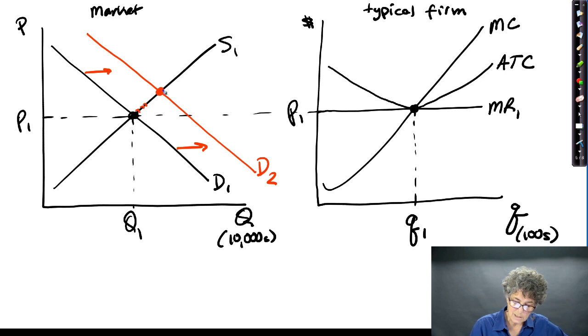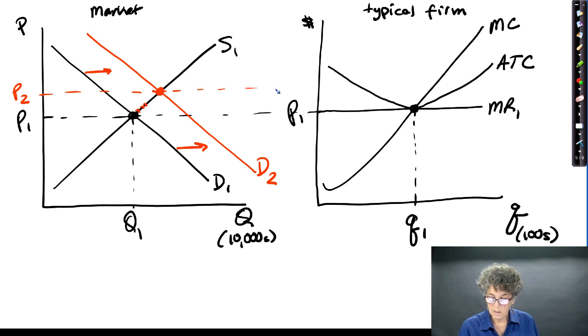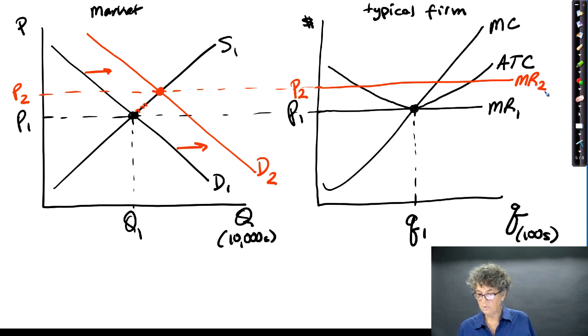The price is going to rise until it reaches the price P2, where the demand curve D2 intersects our original market supply curve S1. That means the typical firm in this market now faces a new higher marginal revenue curve at that price P2. So I dash over the P2 and draw my new marginal revenue curve for the typical firm, MR2. This typical firm is now going to produce a higher quantity where the MR2 curve crosses their marginal cost curve. Let me dash that down. And that gives me quantity Q2, which is the new quantity produced by the typical firm.